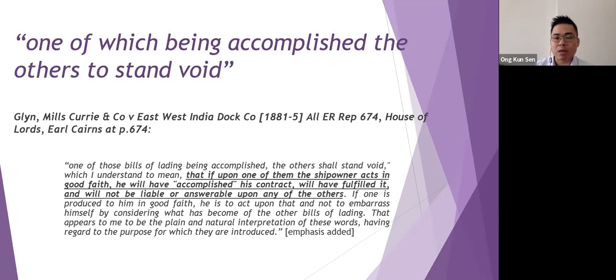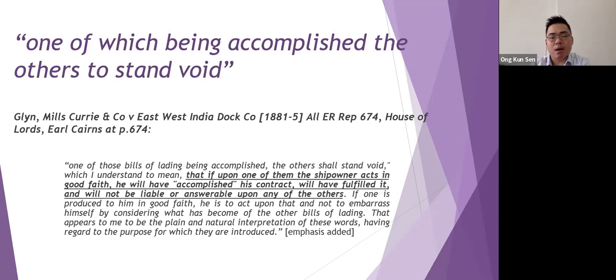So this is what the House of Lords said to the phrase, which I understand to mean that if upon one of them, the ship owner acts in good faith, he would have accomplished his contract and will have fulfilled it and will not be liable or answerable upon any of the others.